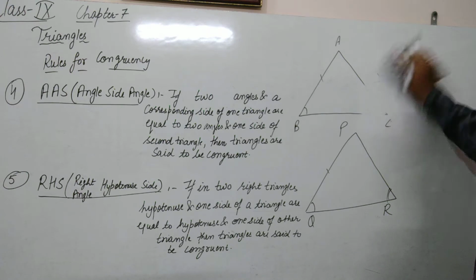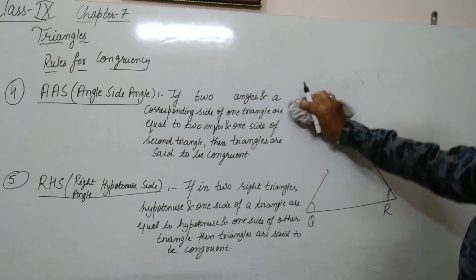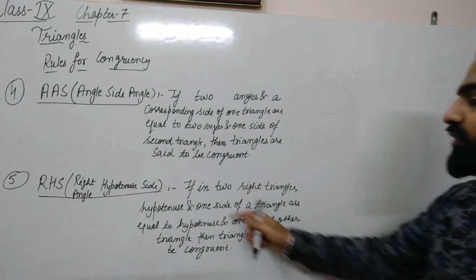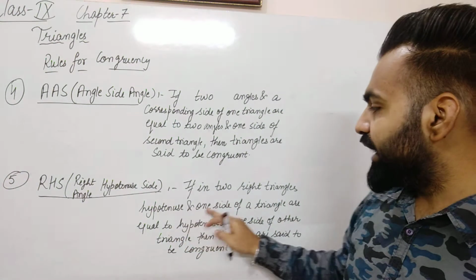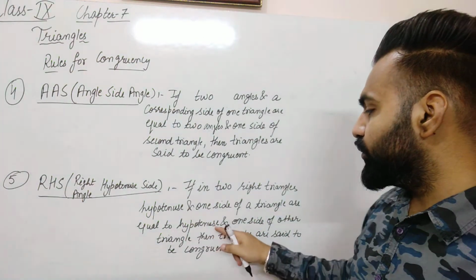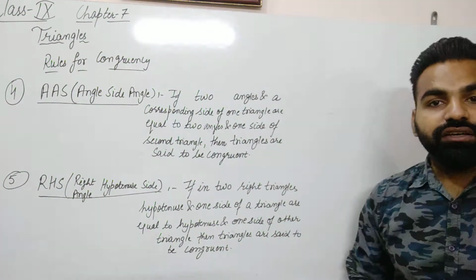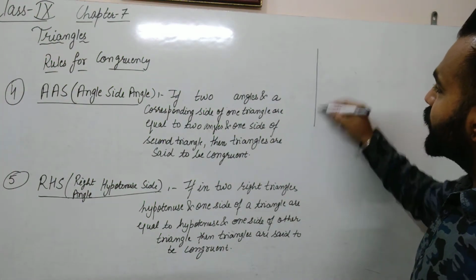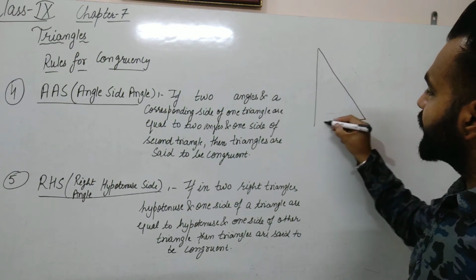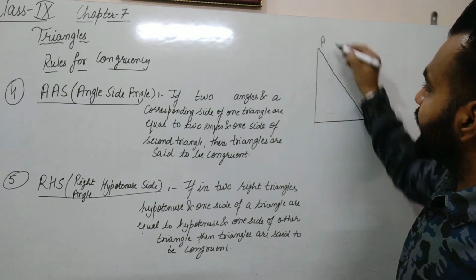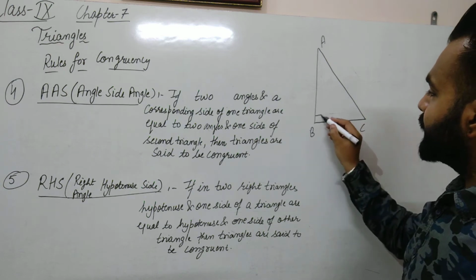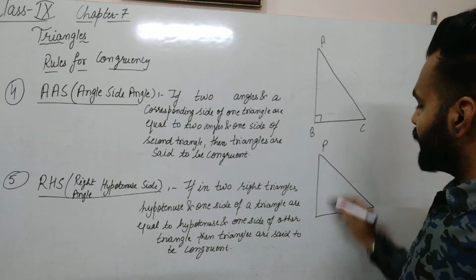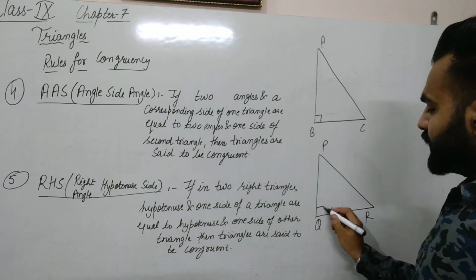Last is RHS rule. RHS rule is defined in right triangles. So if in two right triangles hypotenuse and one side of a triangle are equal to hypotenuse and one side of other triangle, then the triangles are said to be congruent. So let us draw two right triangles here. This is triangle ABC, right angled at B. This is PQR, right angled at Q.